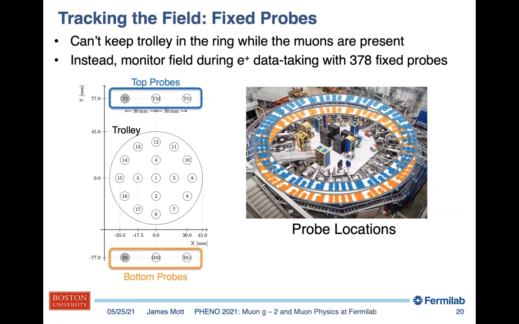Okay, so we obviously can't have the trolley in the ring while the muons are there, or they just smash into it and we lose them all. And so instead we take the trolley out and then we monitor the field during the data taking with these 378 fixed probes. So these are the same probes as the ones on the trolley, but they live above and below the vacuum chamber, as shown in this picture.